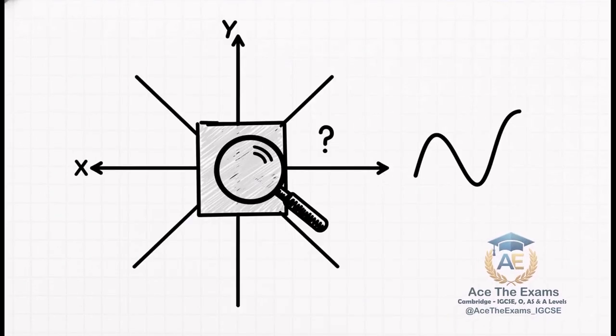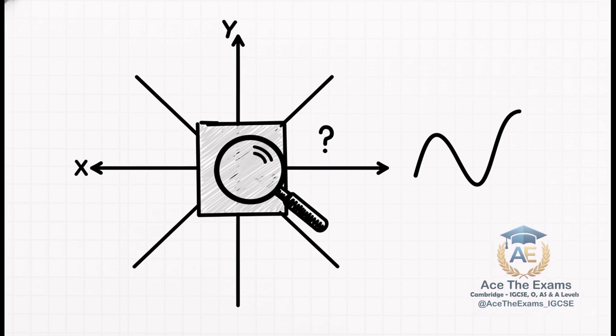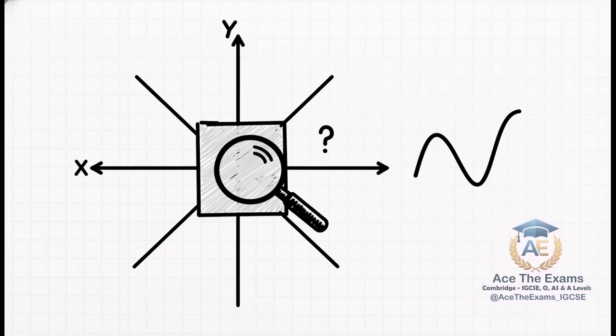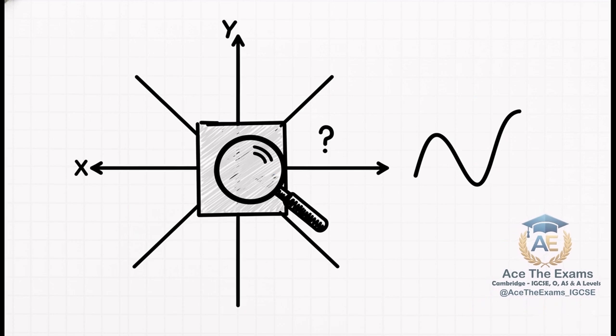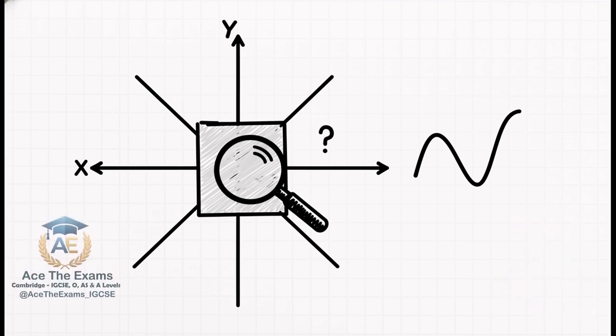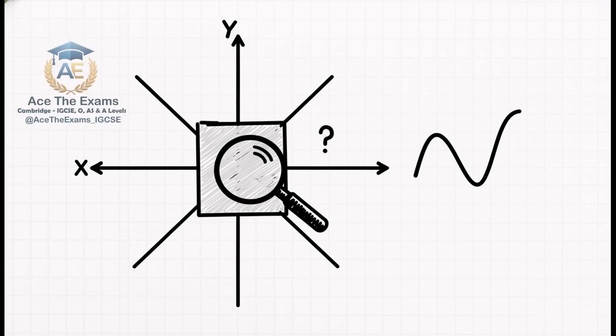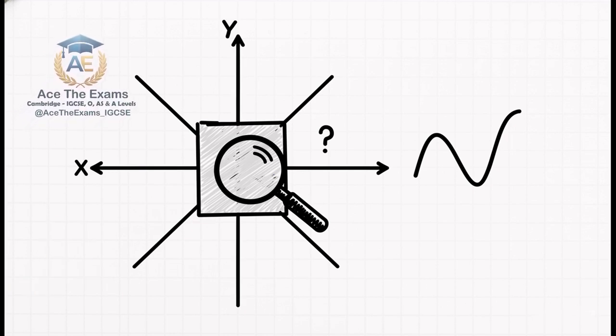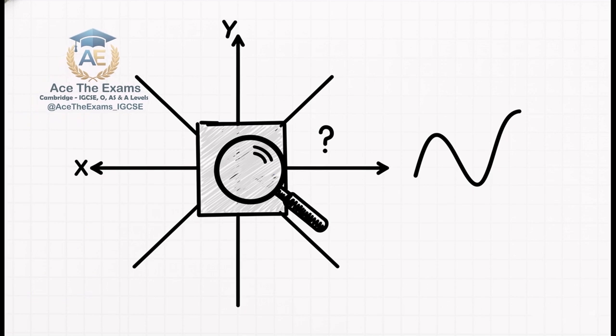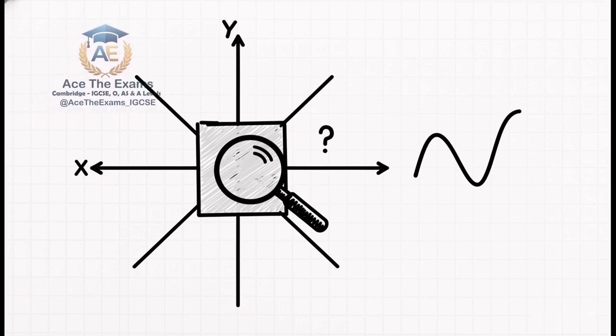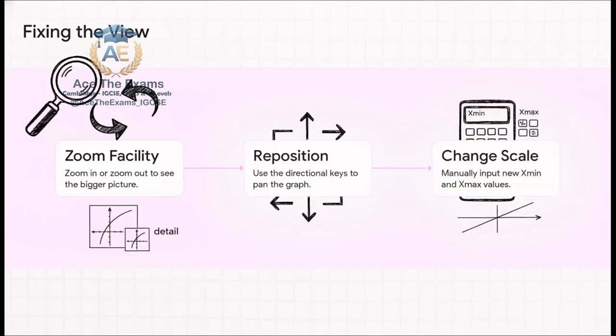Now, before you go making any manual adjustments, it is absolutely vital to know your starting point. The default settings usually range from -10 to +10 on both the x and y axes, and they typically have a scale of 1. So if your function's really interesting parts happen way out at, say, x equals 50, well, you are literally never going to see it on this default screen. So how exactly do we fix that terrifying blank screen?